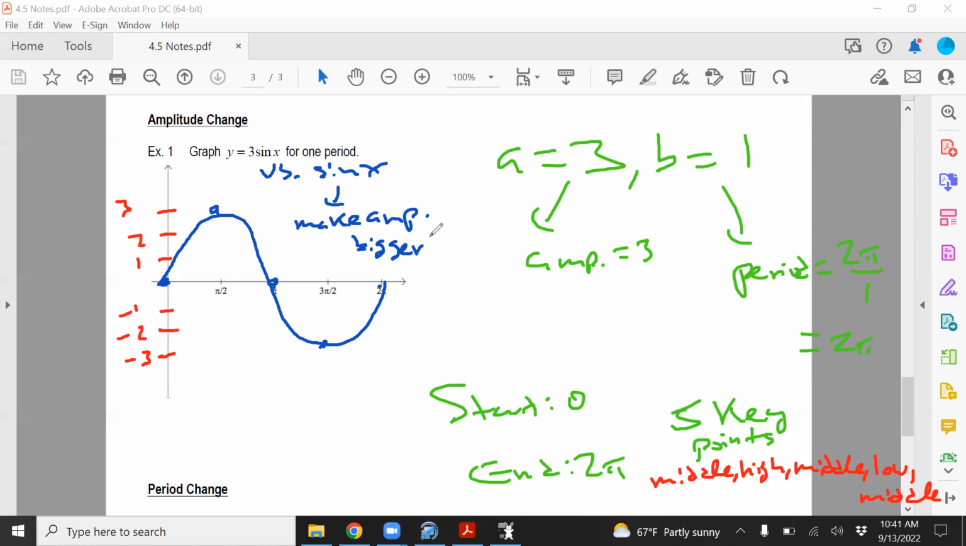So the only change you make is the amplitude bigger. That's the only change. Let me rewrite that. Make the amplitude bigger versus sine x. That's all. The periods stay the same.